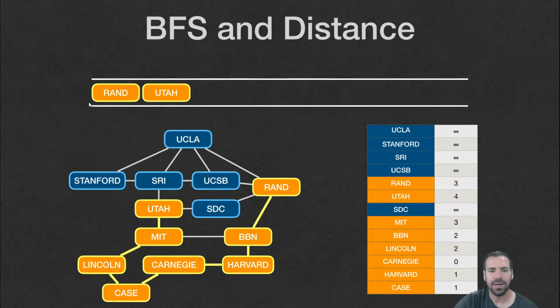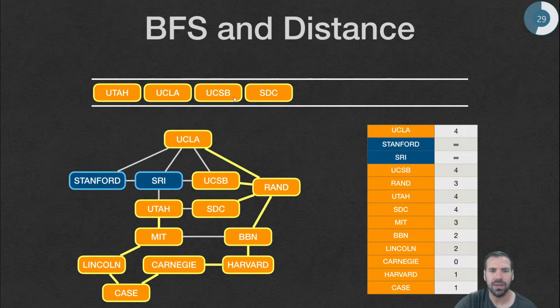Then we have RAND, we're going to DQ, we're going to explore 3 new nodes, we're going to mark all 3 as explored, we're going to enqueue all 3, and then we're going to check BBN, see that it's already been explored, and don't do anything there. So we get 3 new nodes, all explored, all with distance 4, because RAND's distance was 3. And notice what the queue is doing for us.